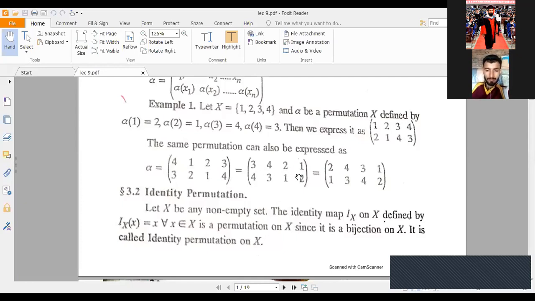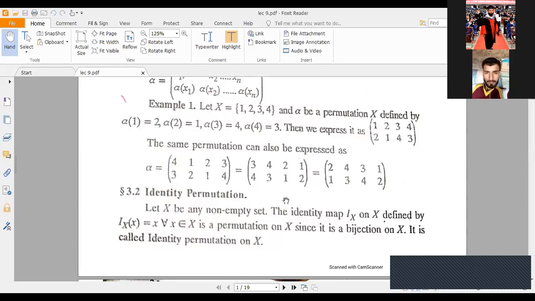Same again here. The image of 1 is 2, the image of 2 is 1, the image of 3 is 4, and the image of 4 is 3. It means no problem. In the first row of any permutation, you can write 1 2 3 4 or 4 2 3 1 or 3 4 2 1, no problem.